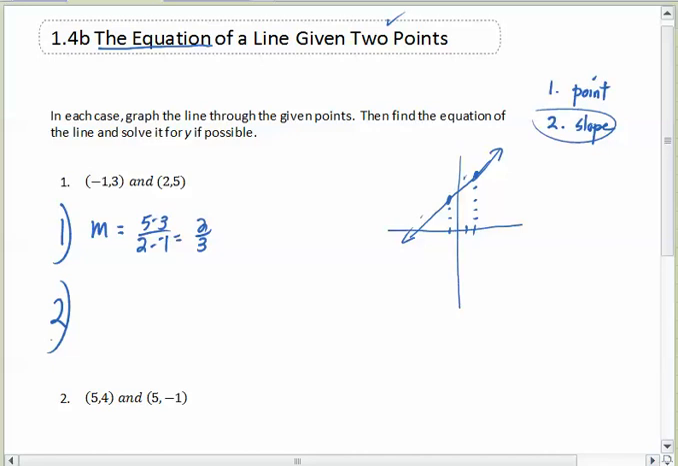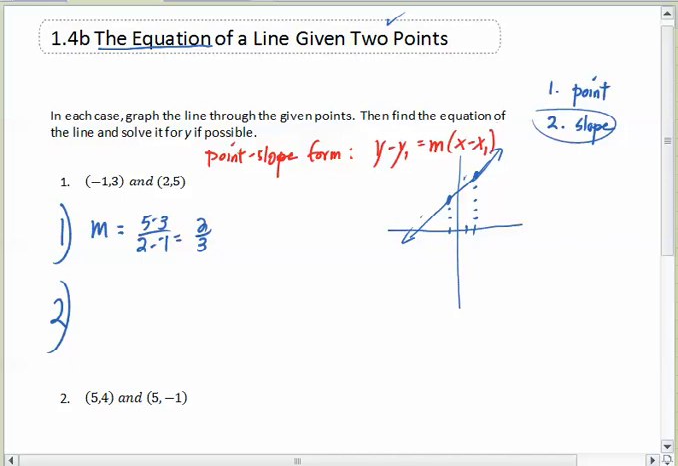Second thing we're going to do is use what we call the point-slope form. The point-slope form of a line looks like this: y minus y1 equals m, standing for slope, times x minus x1.